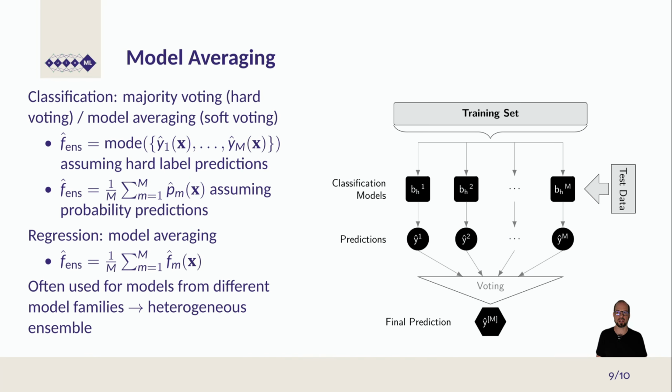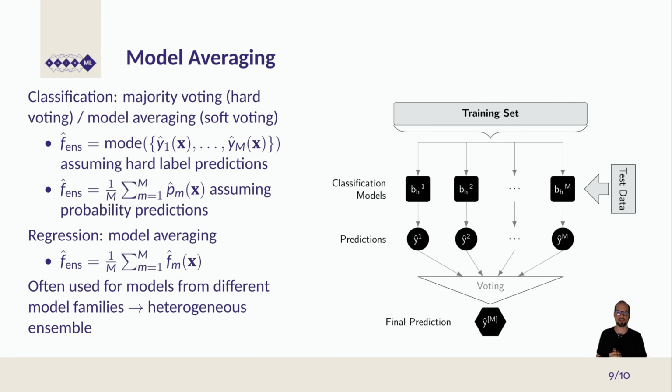Now let's have a look at how this looks for model averaging. One way to average multiple models in classification is so-called voting. And here we take the output of each of the individual models and simply count how often they cast a vote for a different class, and then simply take the class for which most votes were cast, so which was picked by most models. This is called majority voting, sometimes also hard voting, because we have the hard labels.